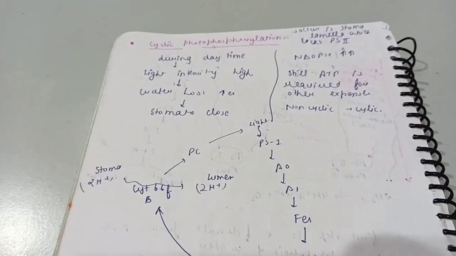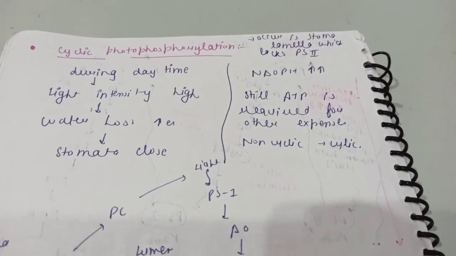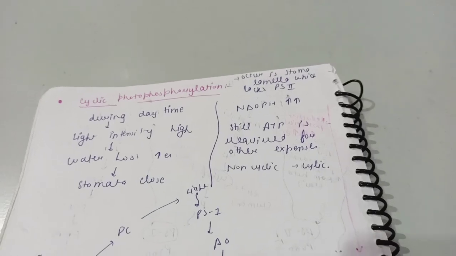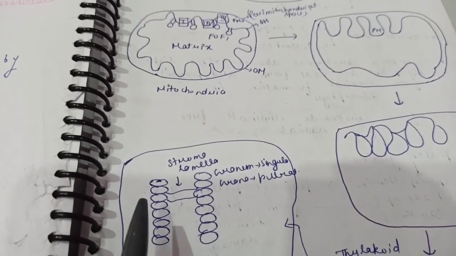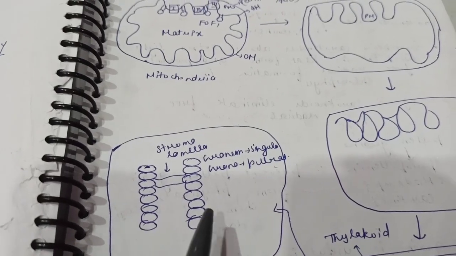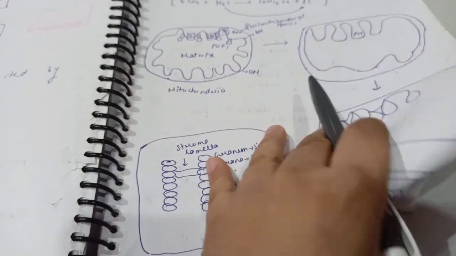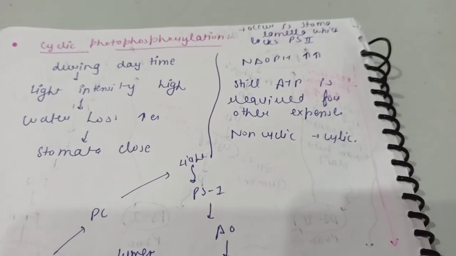Now let's come to the cyclic photophosphorylation. Firstly you have to remember that it will take place in the stroma lamella. You know about stroma lamella? If not, I will tell you about it. This is the stroma lamella, which connects the two adjacent grana. So the cyclic photophosphorylation takes place in the stroma lamella.